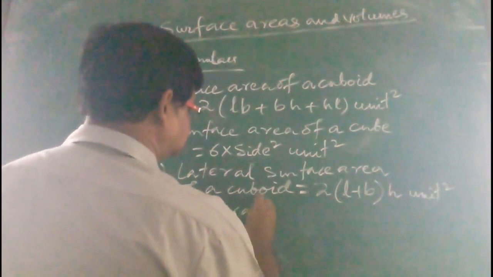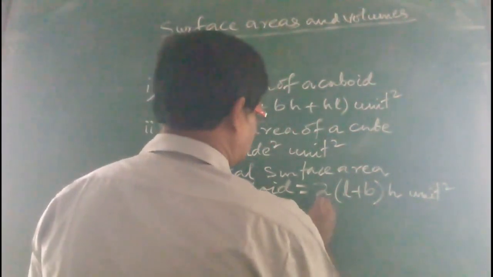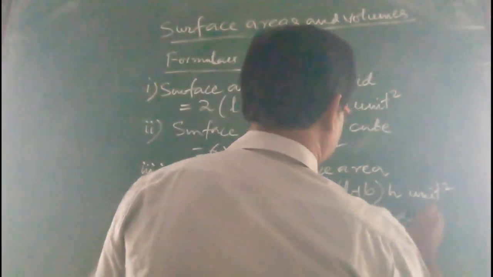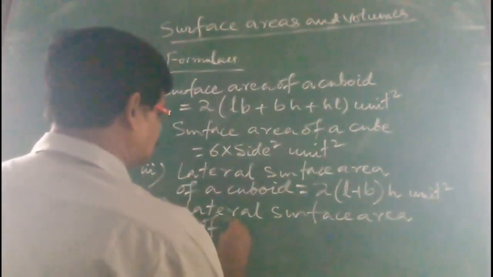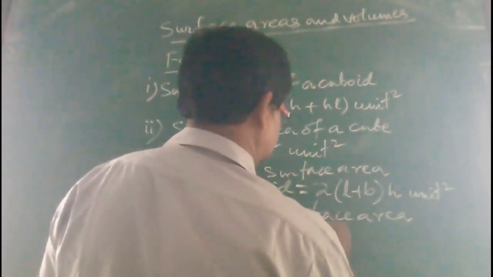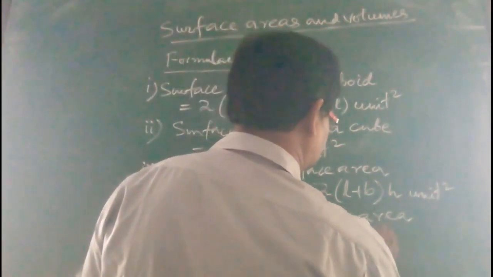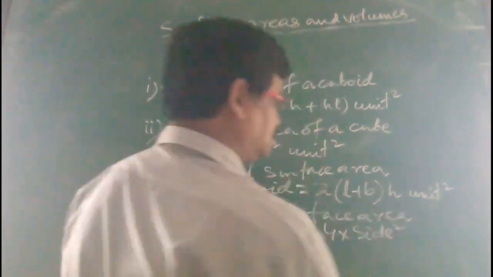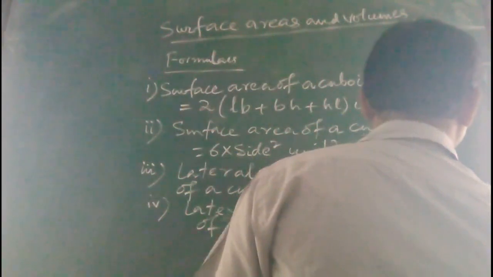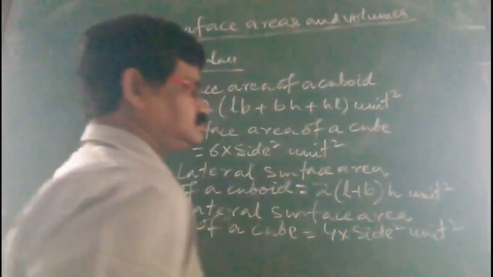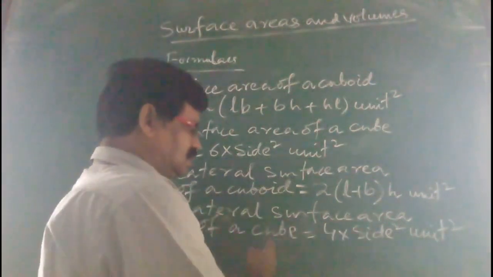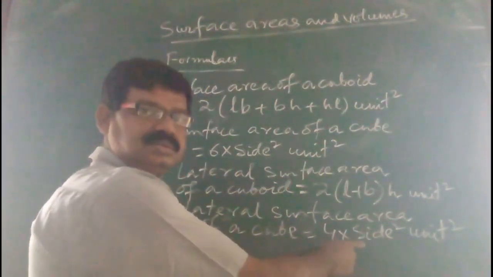Lateral surface area of a cube is 4 into side square, unit square. So lateral surface area of a cube, 4 into side square.